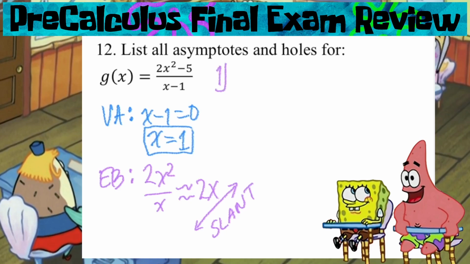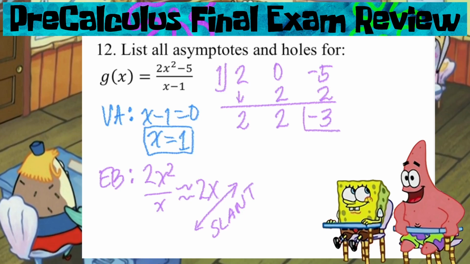If you use synthetic, you can put 1 in the box right here. 2, 0, and negative 5 go across right there. Bring down the 2. 2 times 1 is 2. 0 plus 2 is 2. 2 times 1 is 2. Negative 5 plus 2 is negative 3. Your negative 3 is your remainder.